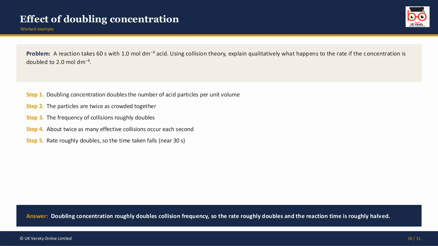Here's another. A reaction takes 60 seconds with acid at 1 mole per cubic decimeter, and we double it to 2. Doubling the concentration doubles the number of acid particles in each unit of volume, so they're twice as crowded, and the collision frequency roughly doubles. That means about twice as many effective collisions every second, so the rate roughly doubles and the time taken roughly halves, dropping to somewhere near 30 seconds.